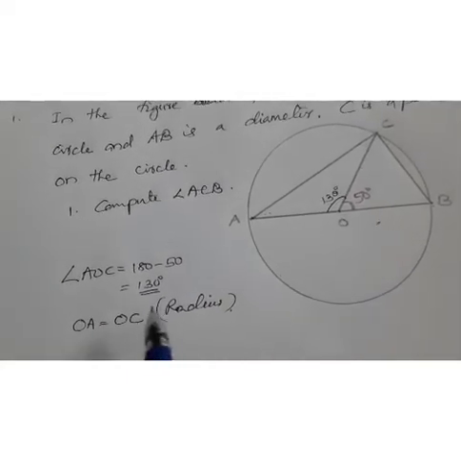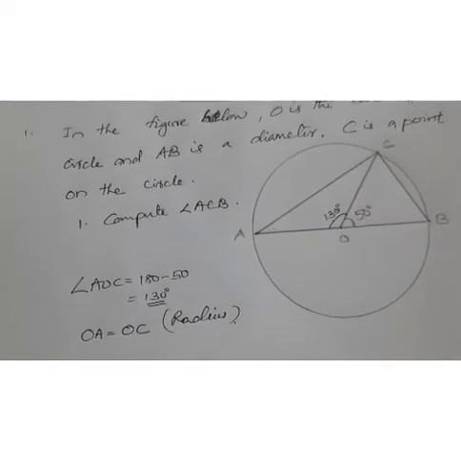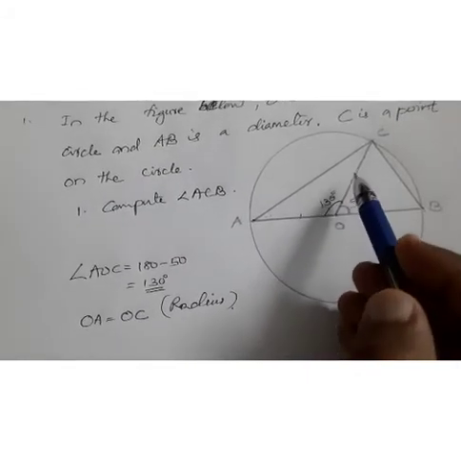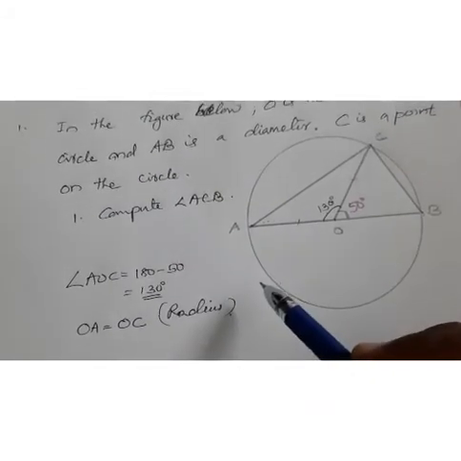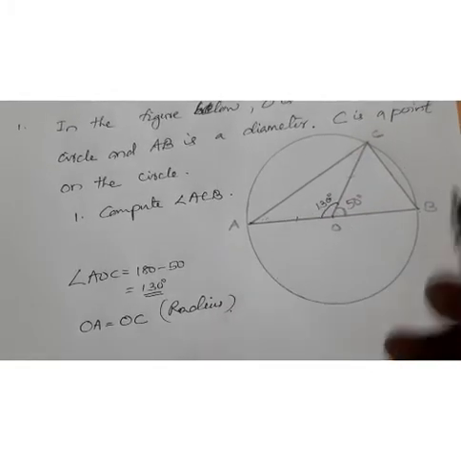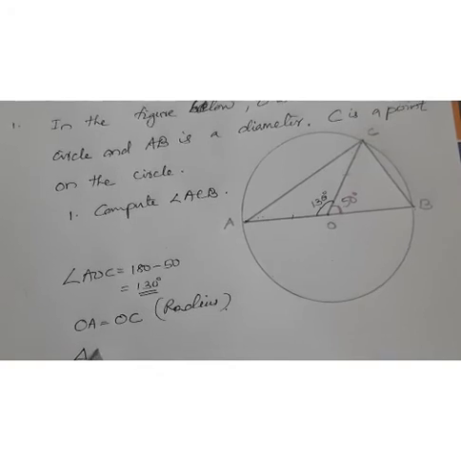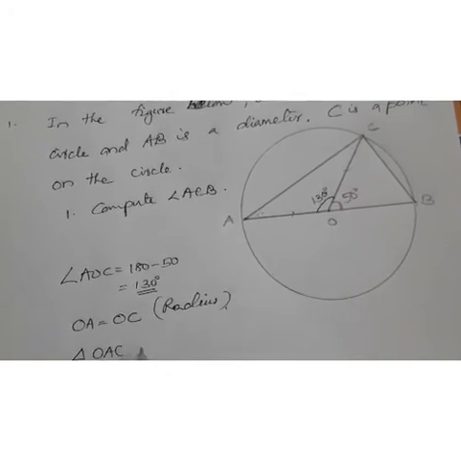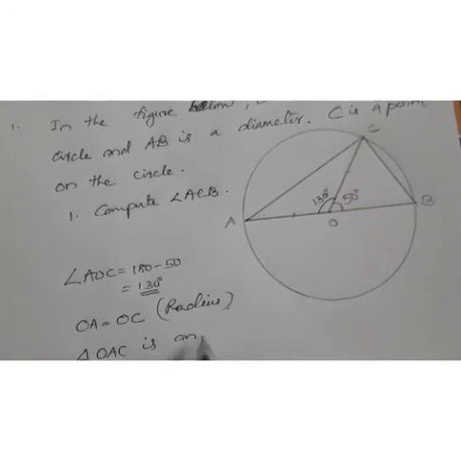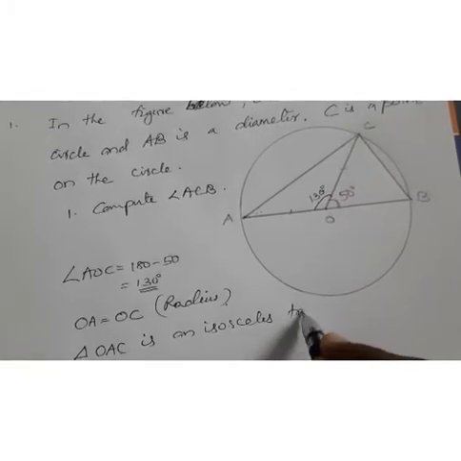Then if these two sides are equal, you can say this triangle is an isosceles triangle. So triangle OAC is an isosceles triangle.